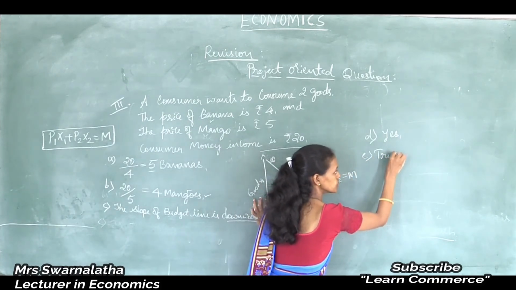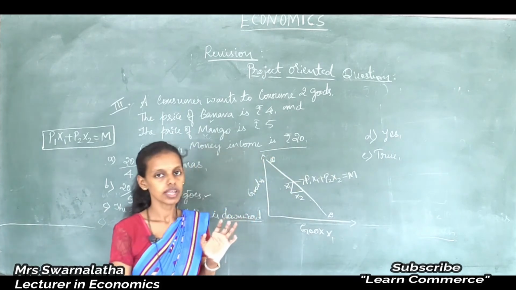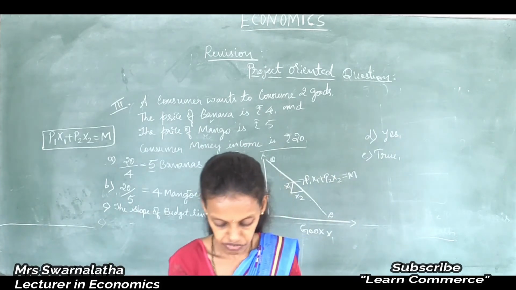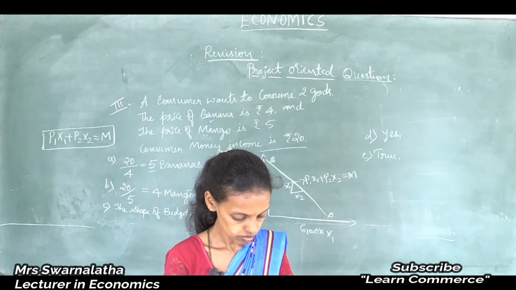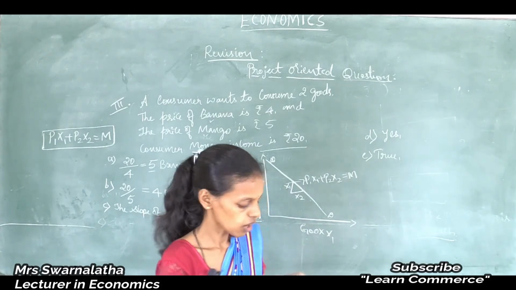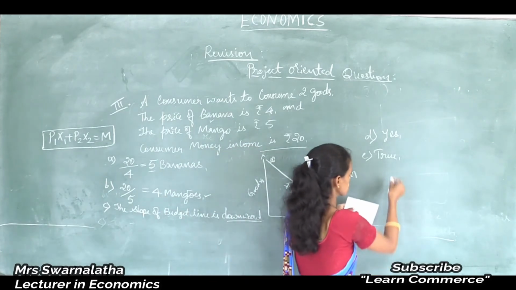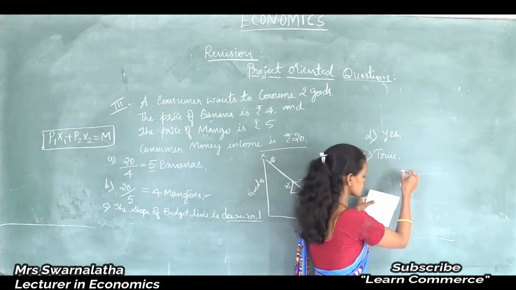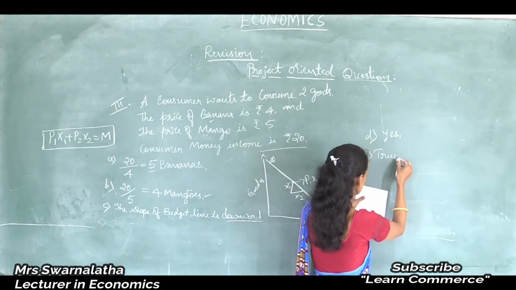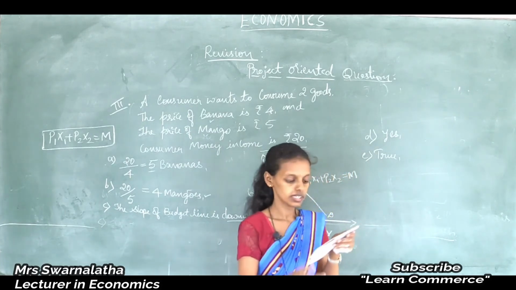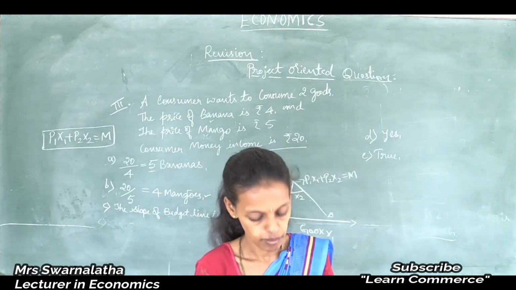It is true that if you want to buy one thing, you should sacrifice the other thing. Thus, if you want to have more bananas, you have to give up mangoes. Yes, is it true, they asked. Yes, it is true that if you want to have more bananas, we have to give up mangoes.